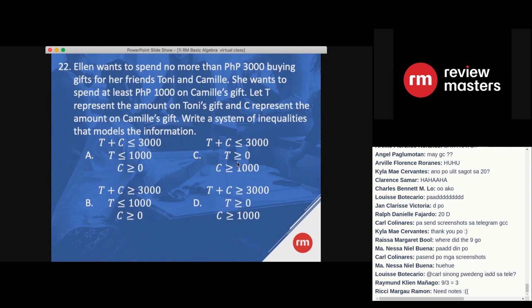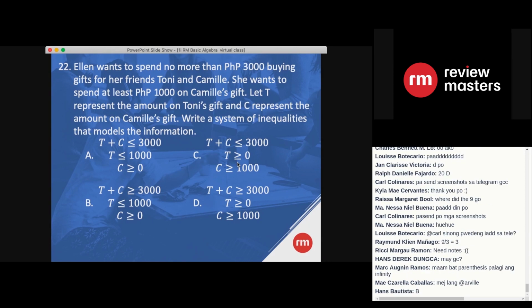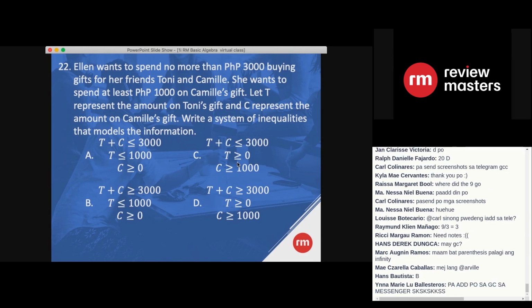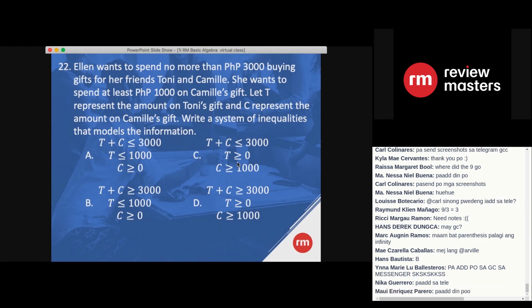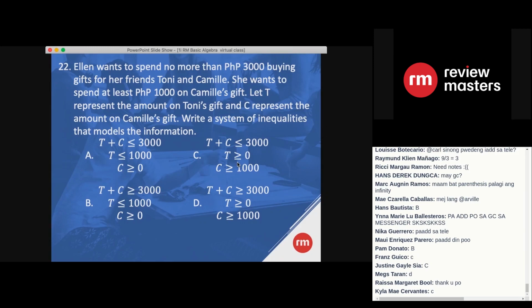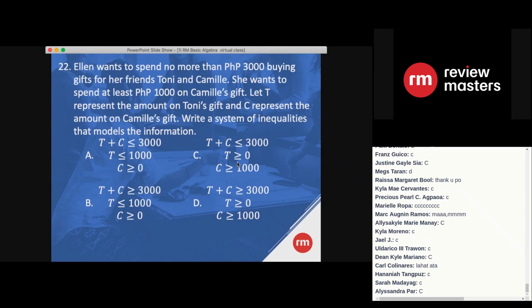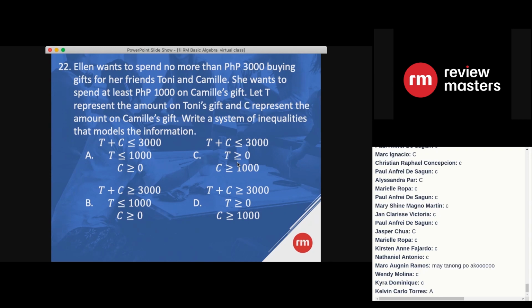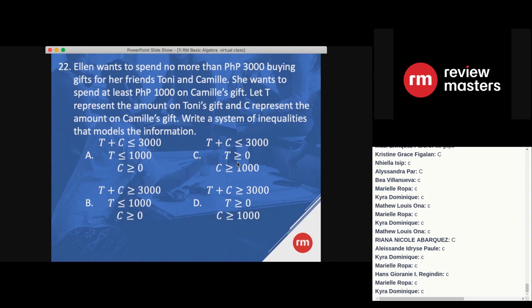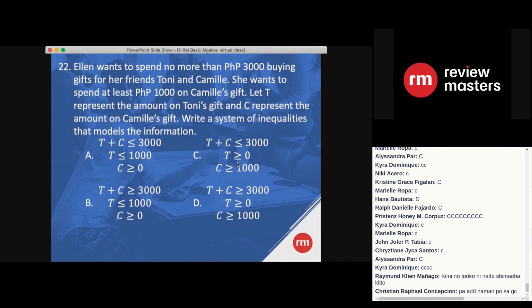Any answer in number 22? But there's parentheses again with the infinity. Kasi kapag interval notation, ang tinitingnan mo kapag infinity, you do not know the last number of that. That's why it's parentheses. But if you're sure that number is included, then that is bracket. Okay, so you have mixed answers here, but most of the answers are C. Meron kanina akong nakita na A.